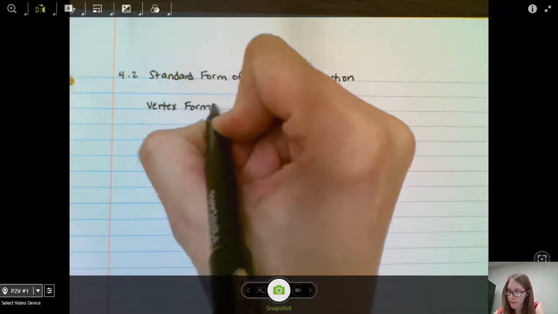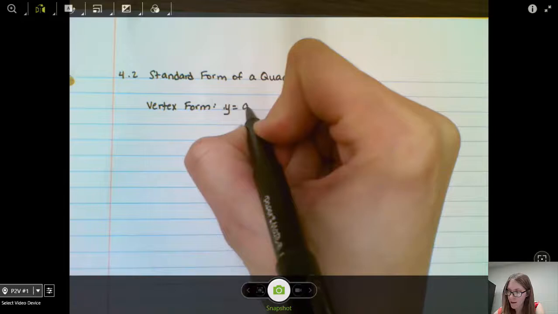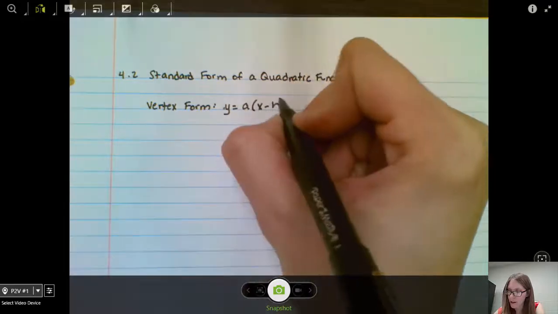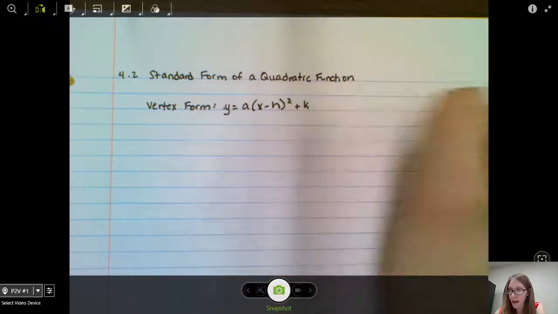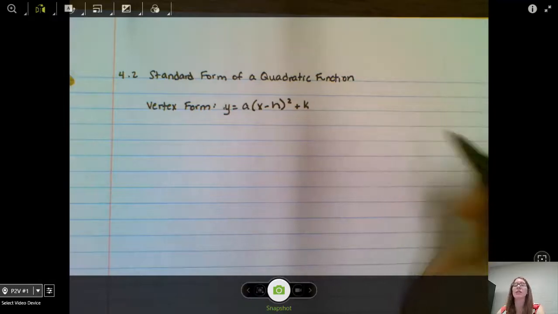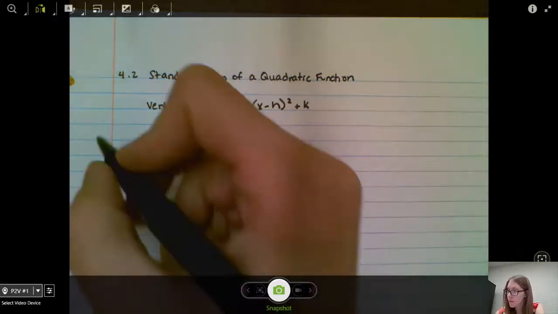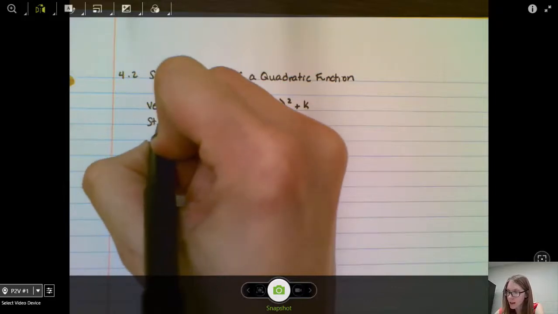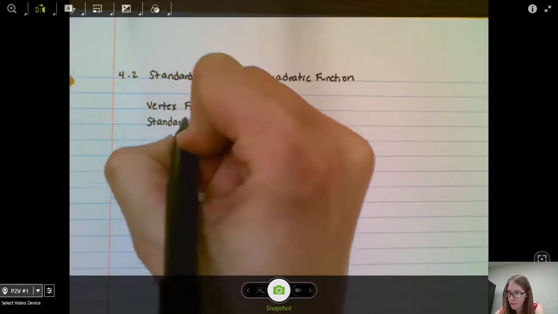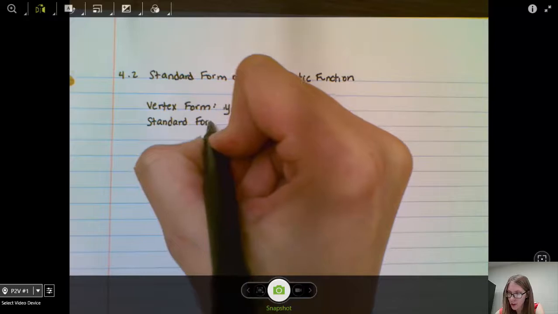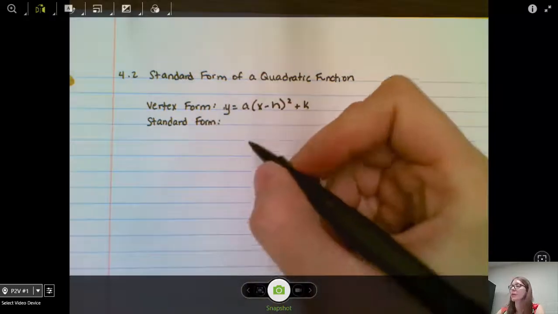Vertex form is y equals a times x minus h squared plus k. And remember that h and k tell us the vertex. It's really, really helpful information to know. Standard form still can tell us some helpful information. We just don't see the vertex right away.